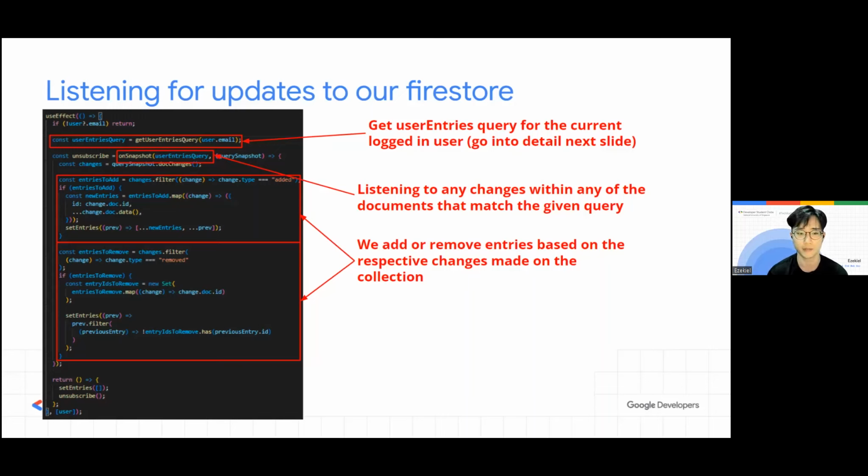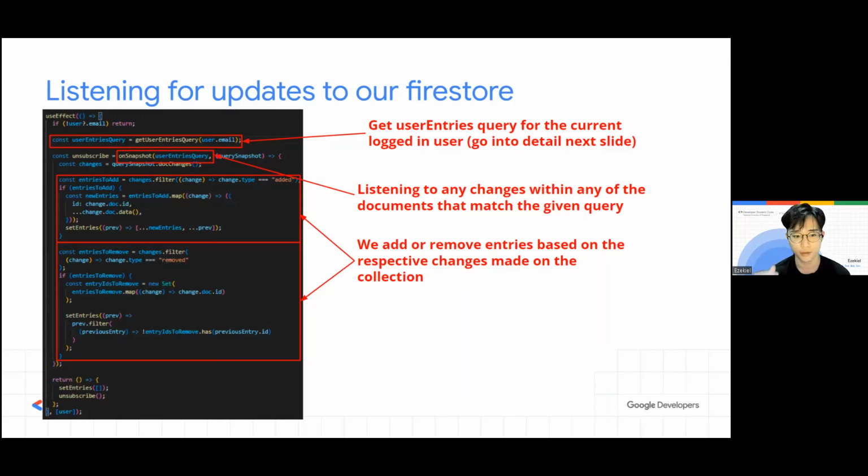Then in the next step, we have on snapshot. What on snapshot does is alert us whenever there's a change to the query that we supply to it. So just to repeat, whenever there's a change to a particular user's entries, we want to be alerted of that change. Okay, then we throw it in a use effect.